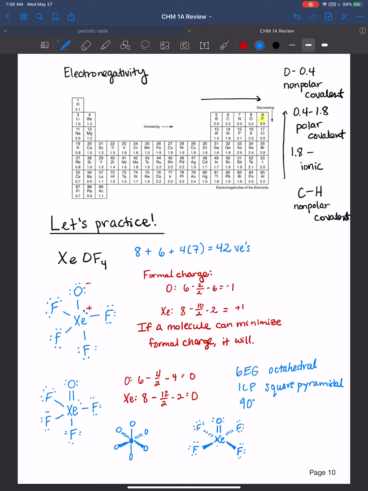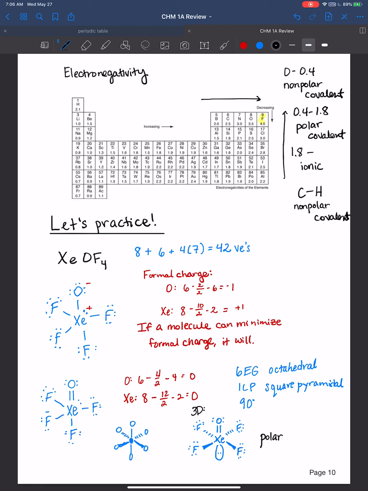And then one lone pair. And so this illustrates something that is square pyramidal geometry. This is the 3D representation of this specific molecule here. And overall, would you say this is polar, nonpolar, or ionic? Definitely polar.